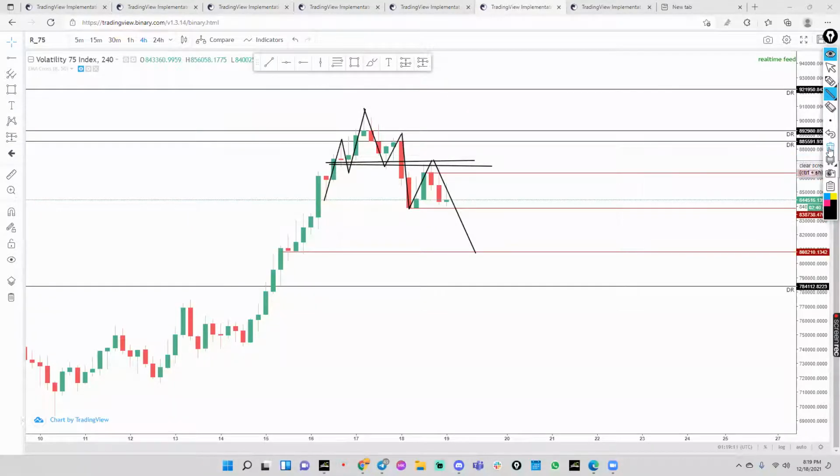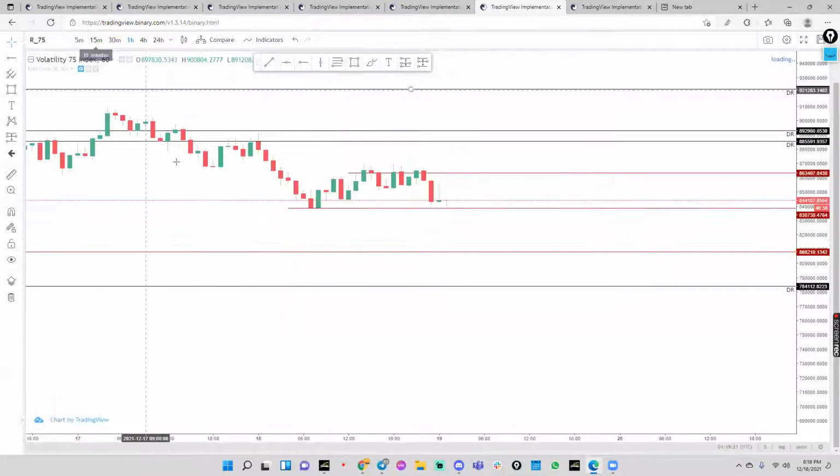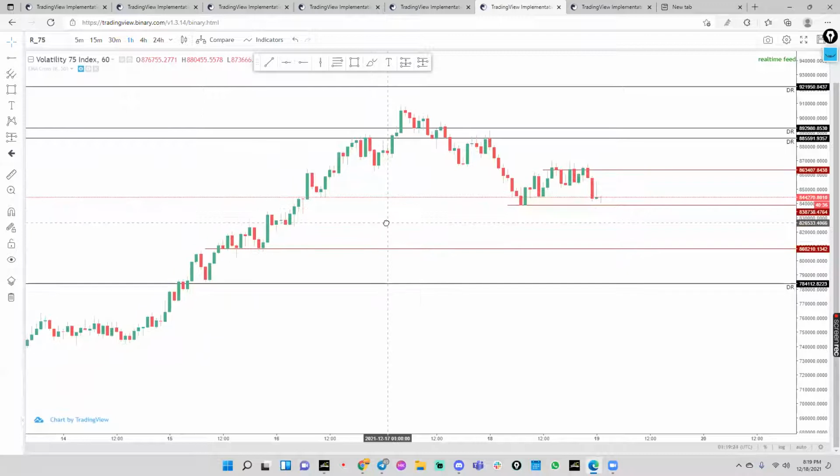And I'm going to go down on the smaller time frame and show you guys all of this. So identify these levels on the 4-hour time frame. You go down to your 1-hour time frame. All right. So on the 1-hour time frame, you want to identify the short-term trend. So looking at this now on the 1-hour time frame.